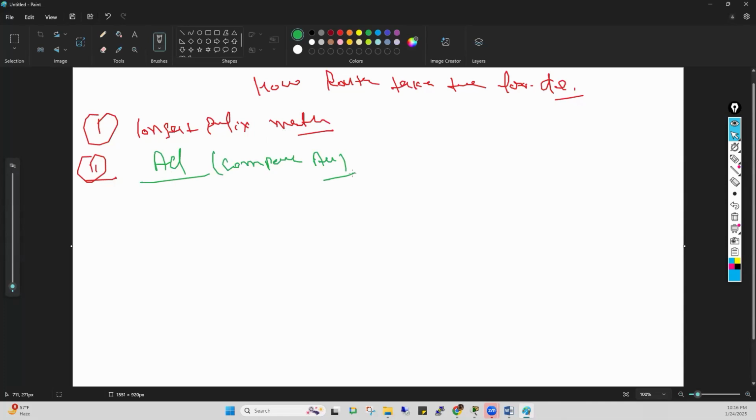So please remember, if the router is receiving multiple routes with the same longest prefix match, please remember, this is the router. This router is receiving the same route. For example, 8.8.8.8, 8.8.8.8, and the longest prefix match from here and here, both are the same. What will the router do? The router will check step number 2. In step number 2, what is this? AD.